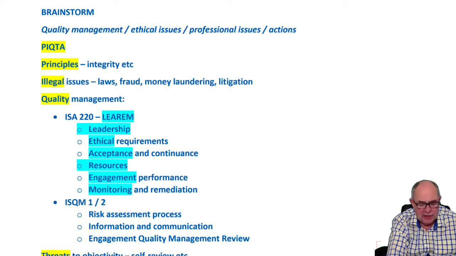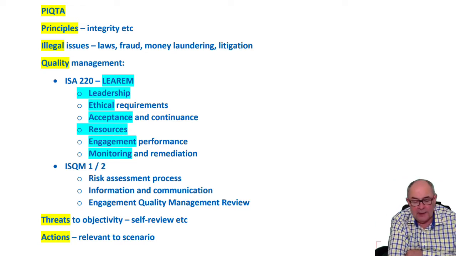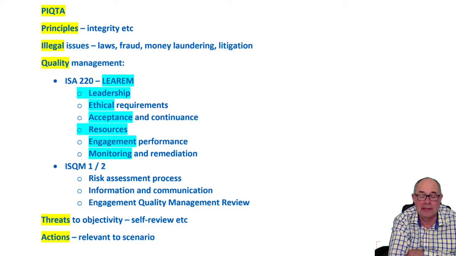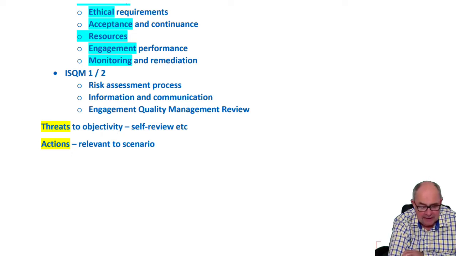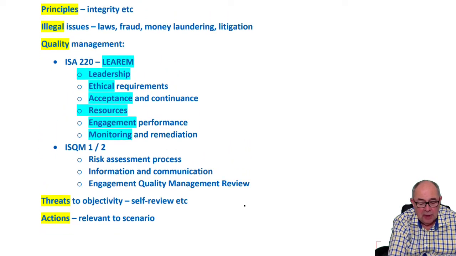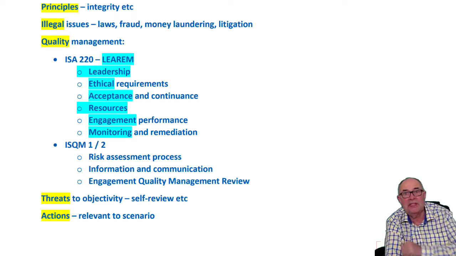So, in this kind of question, where anything at all where you see words like professional, ethics, and so on, a mnemonic that I use is PIQTA. P-I-Q-T-A. Look at the yellow words. Think about any relevant ethical principles, integrity, objectivity, and so on. Think about whether there are any legal issues in here or illegal, laws, fraud, money laundering, litigation, anything like that. There's not a huge amount in here, in this scenario, I think. Think about quality management. We'll come back to that. Think about your standard threats to objectivity, self-interest, self-review, familiarity, and think about actions. So I would certainly have typed those yellow words first, just to remind me that this is what the answer will be full of.